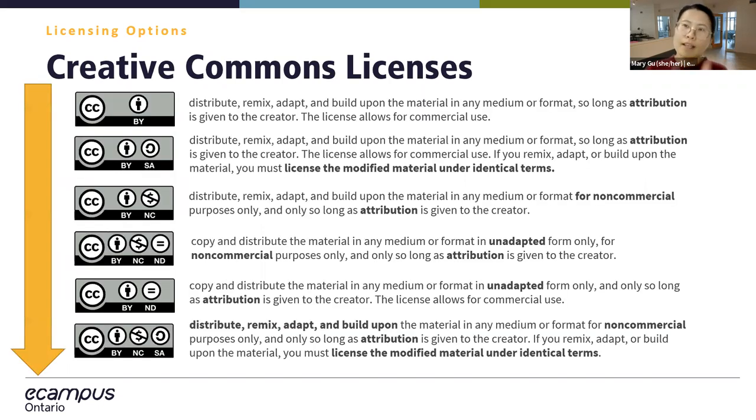Now here we have a list of all the Creative Commons licenses, from most open at the top of that list, which is CC BY, to the most restrictive, which is at the bottom, CC BY non-commercial share alike. You can see how each of those four components earlier are combined in different combinations, which adds different types of conditions on the use.